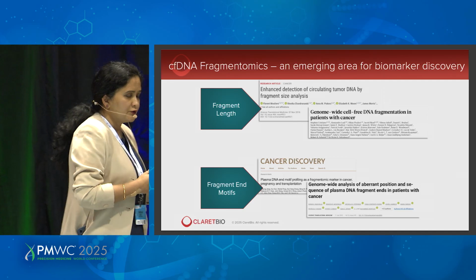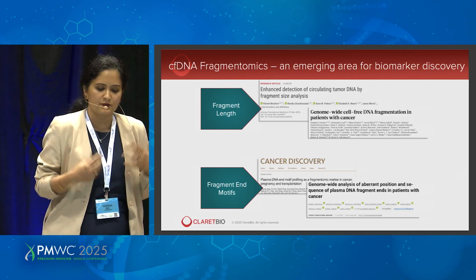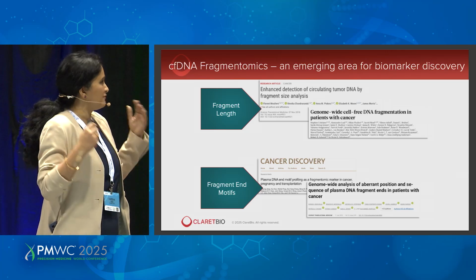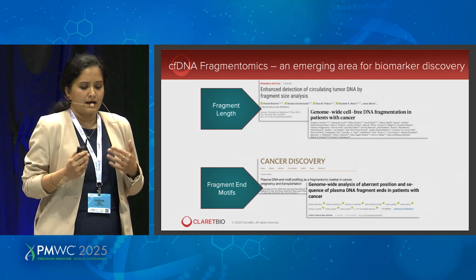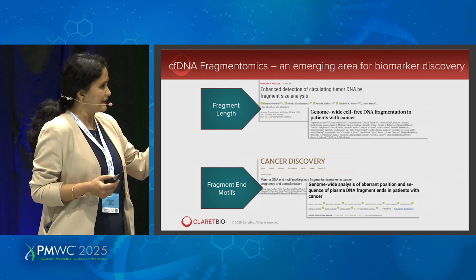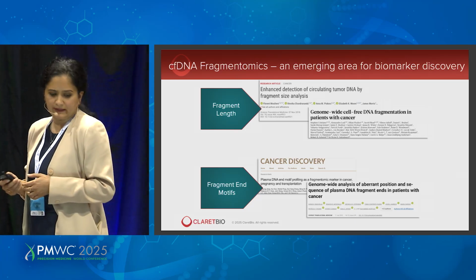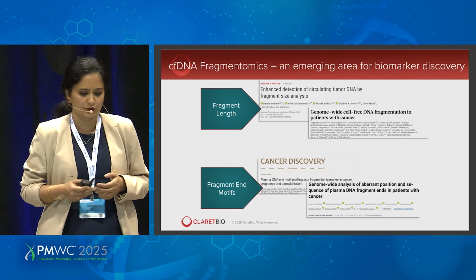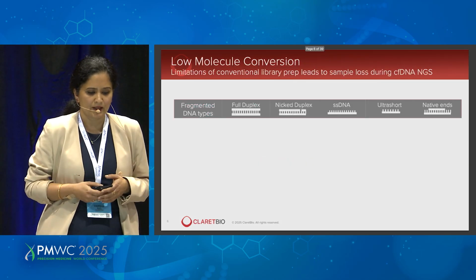So this has led to the formation of this new emerging area for biomarker discovery, where you look at fragmentation patterns. And there are two different approaches here. You could either look at fragment length, or you could look at fragment end-motifs. And there have been several papers around it that have looked into these biomarkers.